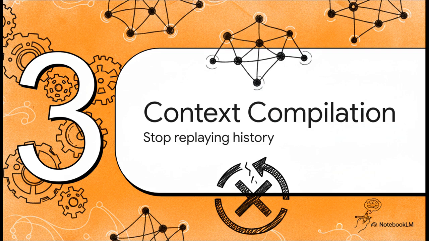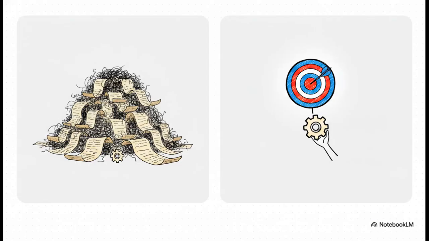Moving on to Section 3. Context compilation and state. It is time to stop replaying the transcript. Now, what's really interesting here is how this system completely revolutionizes memory. Right now, AI just replays history. Every single time you send a message, the system sends the entire ever-growing chat transcript back to the model. Typos, dead-end ideas, obsolete data, the whole shebang. It creates this massive, absurd structural overhead.